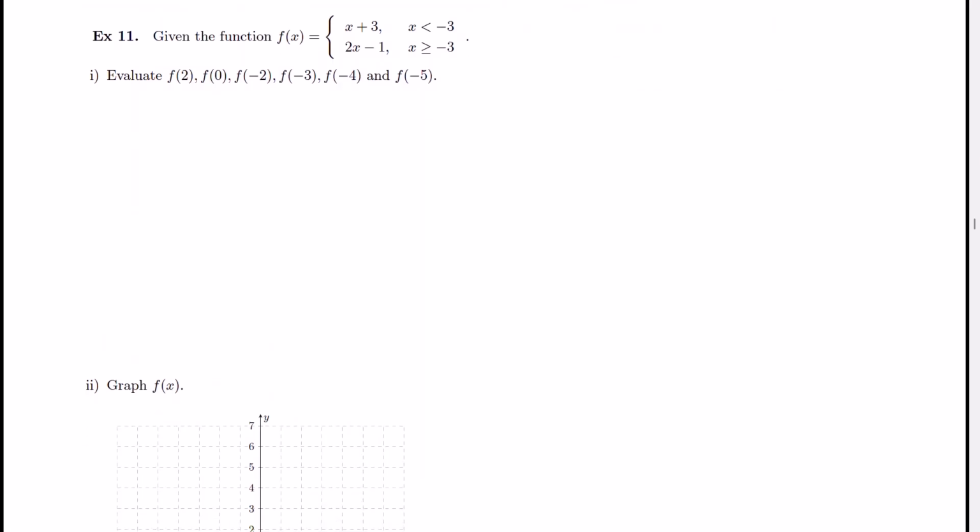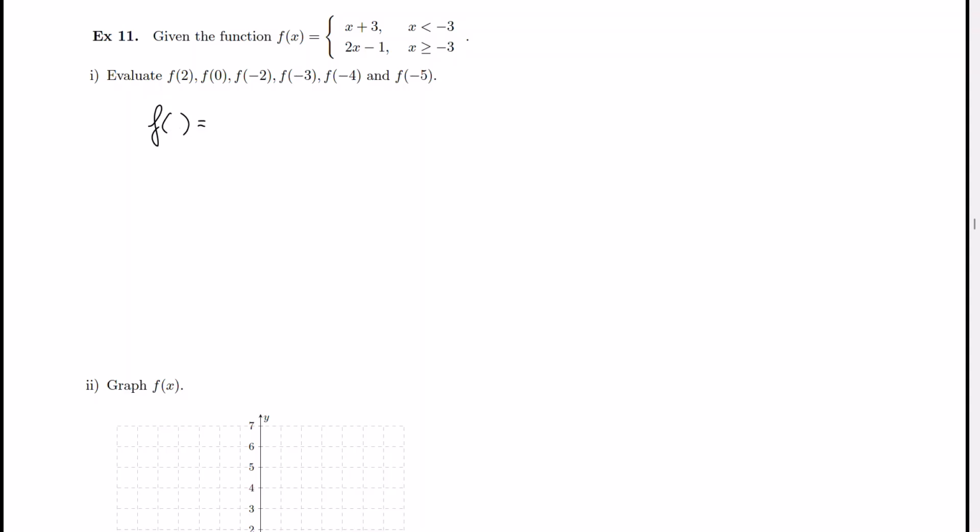So in example 11, we're given a function again with two formulas, x plus 3 if x is less than negative 3, and 2x minus 1 if x is greater than or equal to negative 3. And I'm being asked to find a few different values, f of 2, f of 0, and so on. So let's begin with the first one, f of 2. So how can I find f of 2?